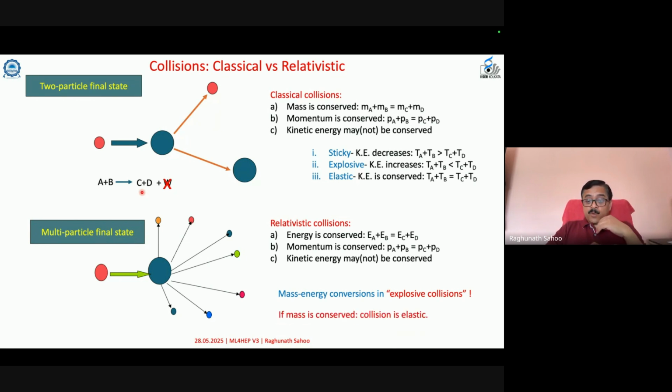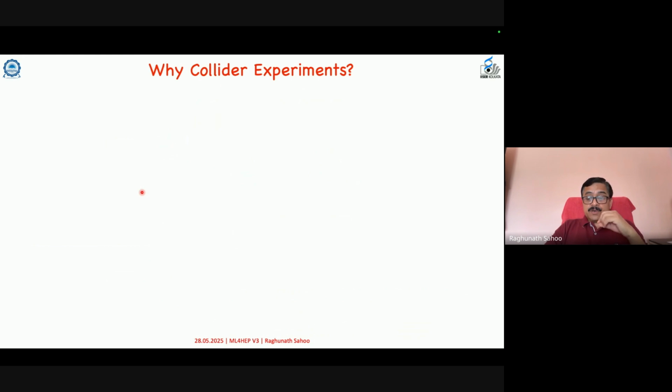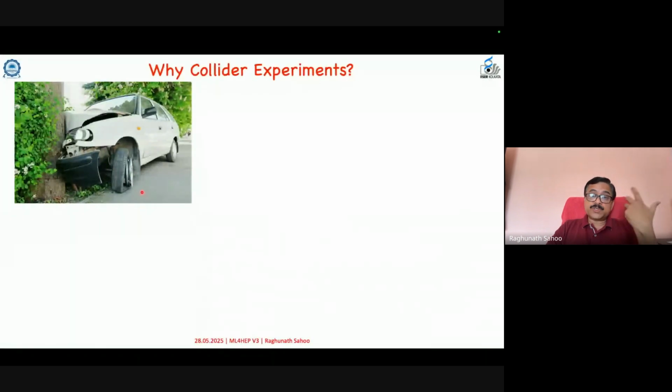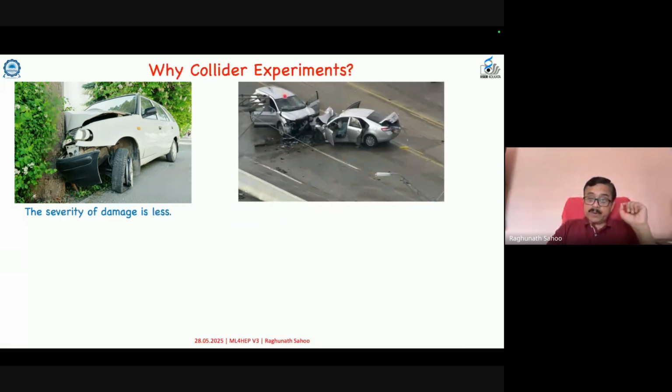And going ahead, I must explain here that collider experiments are preferred, because mathematically you can show that we are more interested in the debris of the collision, and the severity of the damage is less if you go for a fixed target collision, which is shown here in this cartoon, compared to a collider experiment where a head-on collision happens when both the cars, or both the particles, are in motion.